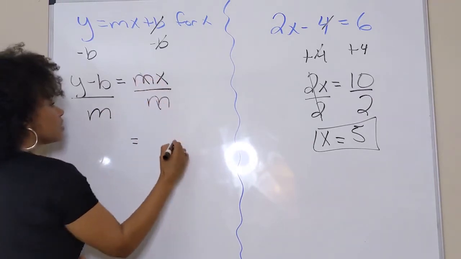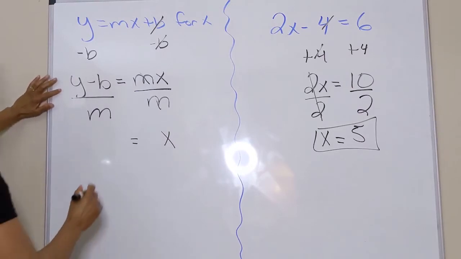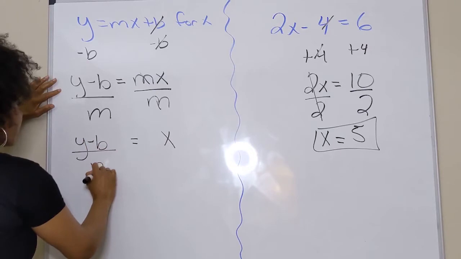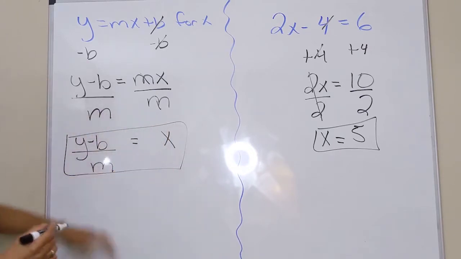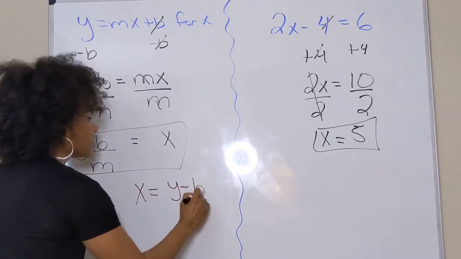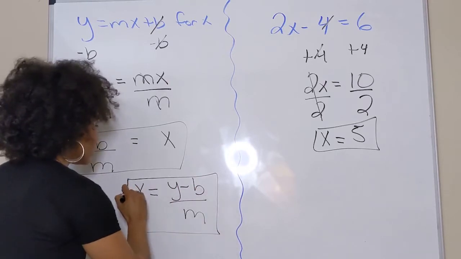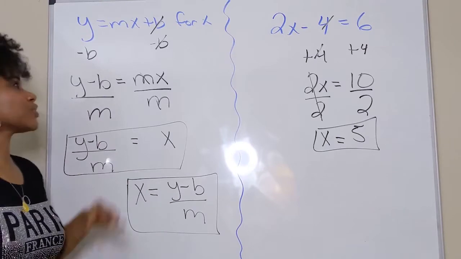Cancels out. Bring down my x. I cannot combine anything, so I simply bring down what I have. Y minus b divided by m equals x. Or if you want to rewrite it with your variable on the left-hand side, we could say x equals y minus b divided by m. Either way, we've solved for our variable with this literal equation or this formula.